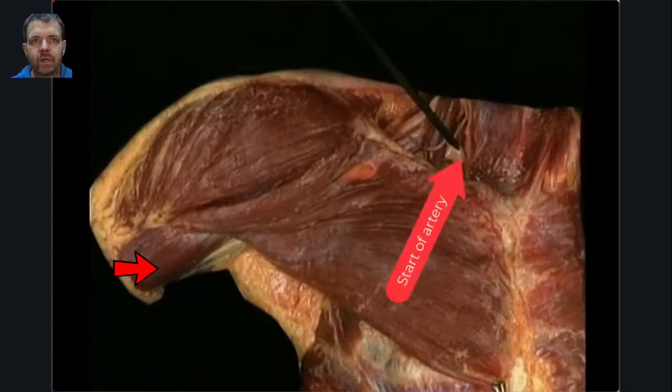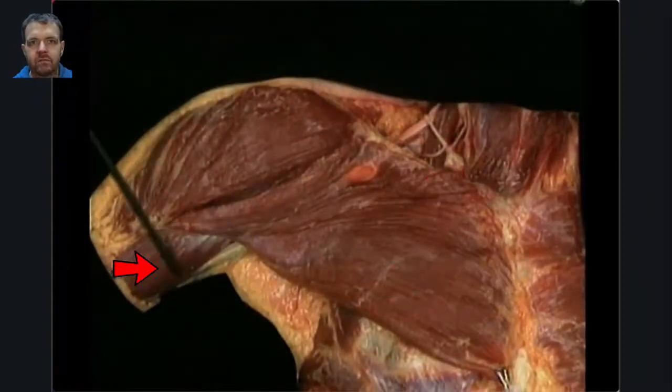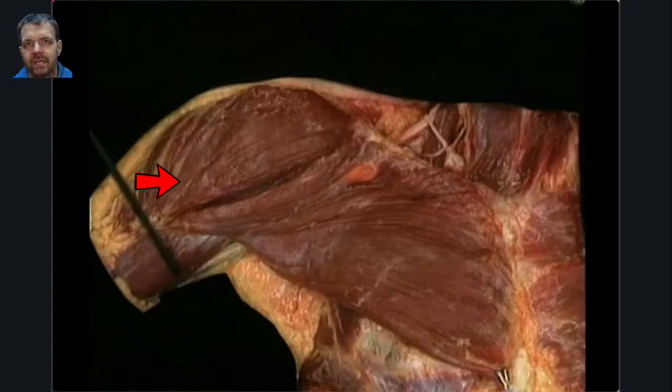Okay, and now we're going to have a look at everything all together. So we've got pec major over the top. There's your deltoid. That's your clavicle just there. And then you can just see poking up through there, what will be your subclavian artery.